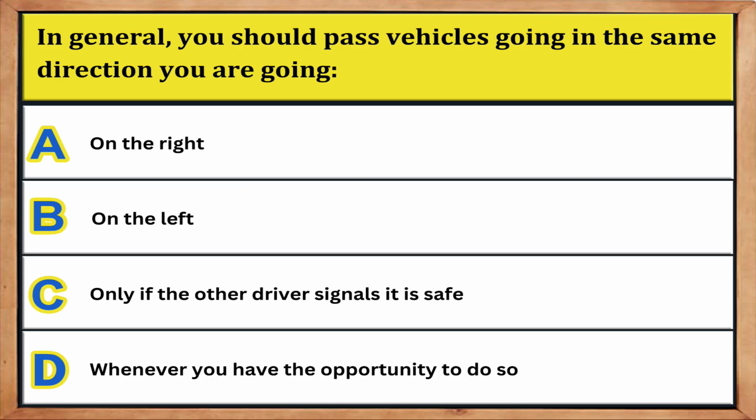Next question. In general, you should pass vehicles going in the same direction you're going: A. On the right. B. On the left. C. Only if the other driver signals it is safe. D. Whenever you have the opportunity to do so. The correct answer is B. In general, you should pass vehicles on the left.